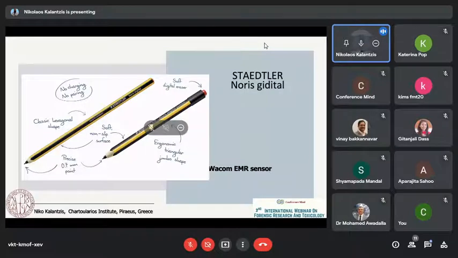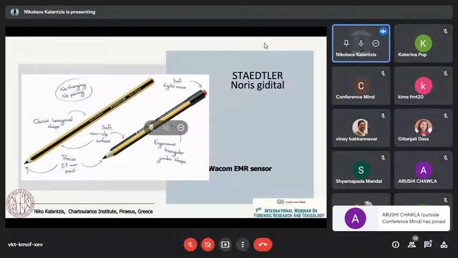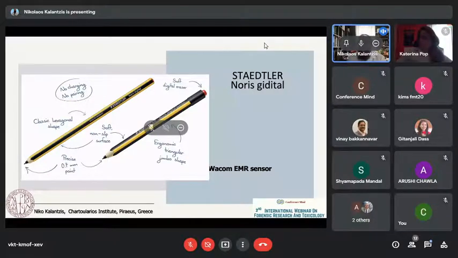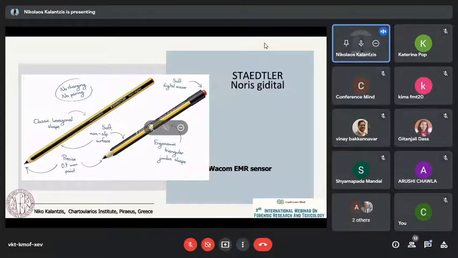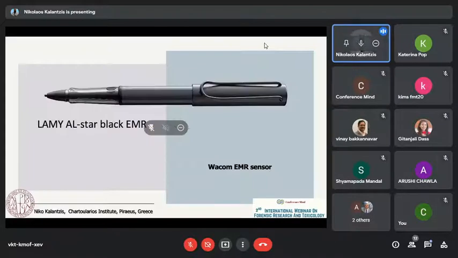We have Stadler, which created the Stadler-Norris digital pencil in two forms, and again, we can recognize the form factor, which is the classic, typical Stadler pencil with the appropriate EMR sensor inside in order to work with these devices.